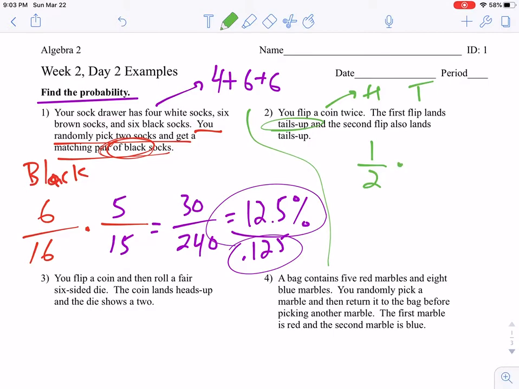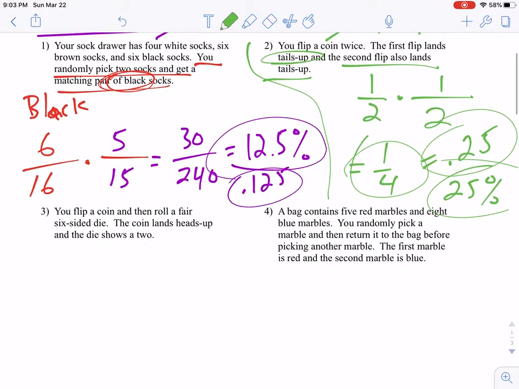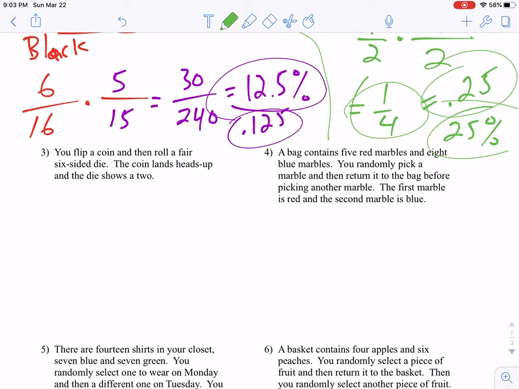That's the first flip. First flip is a tails. And then we're going to multiply it by the probability of the second event. The second flip is also a tails. Well, that's 1/2. 1/2 times 1/2 is 1/4. This is an acceptable answer. Okay, reduced fractions are generally acceptable, but on your calculator that's going to be 0.25, which is also acceptable, or 25%. Okay, fractions, decimals, percents generally are always acceptable as long as the fraction is reduced.